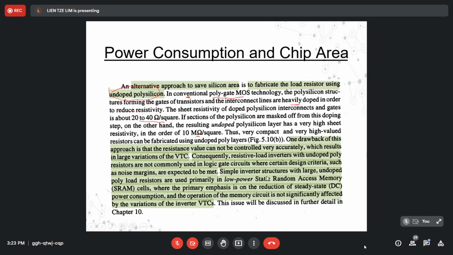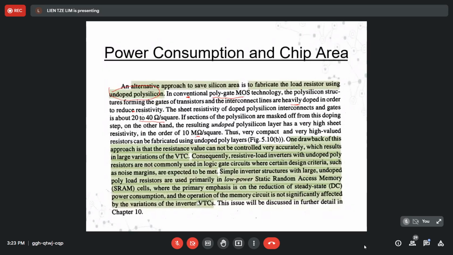Simple inverter structures with large undoped poly load resistors are used primarily in low power static random access memory. This is about the static RAM, where the primary emphasis is on the reduction of the steady state power consumption, and the operation of the memory circuit is not significantly affected by the variations of the inverter VTC. So it looks like the undoped polysilicon is more suitable to use in current technology to fabricate the load resistor.